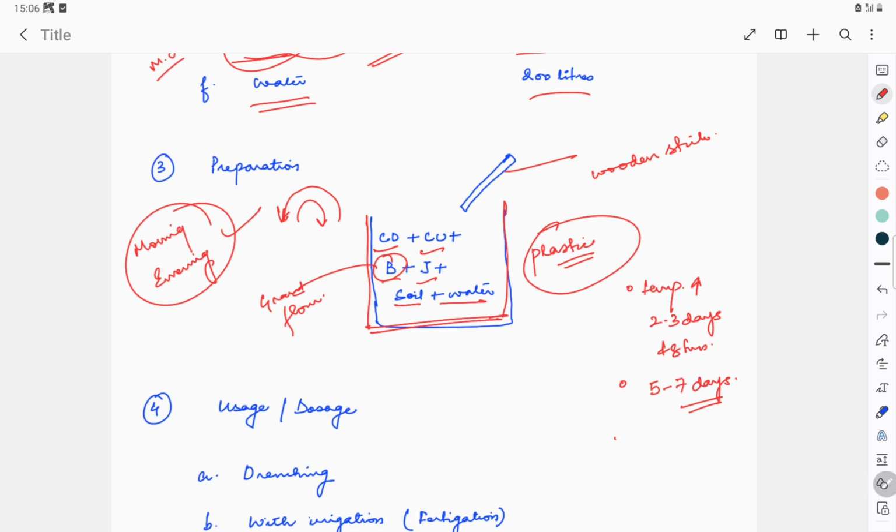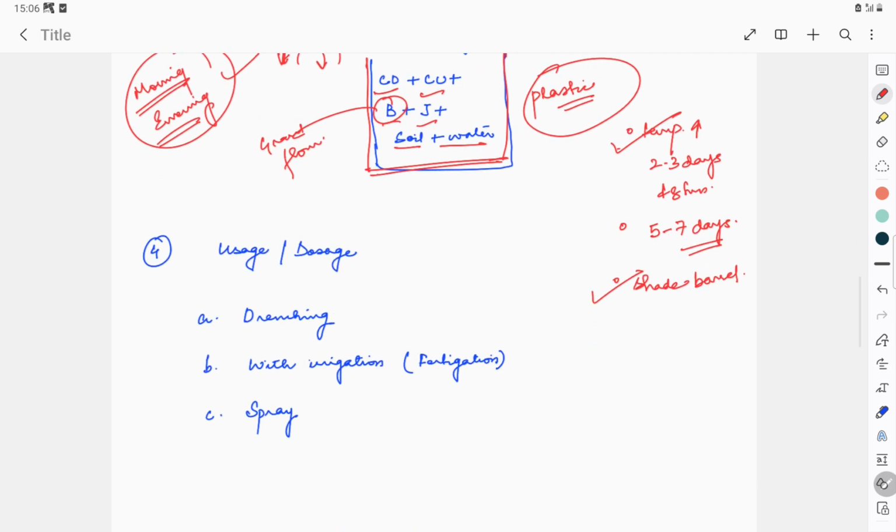So when there's a change in color or smell, you can say that your Jeevamrit is prepared. It's very important that you keep the drum barrel in the shade. Keep the temperature in mind, keep the barrel in the shade, and stir it in the morning and the evening.